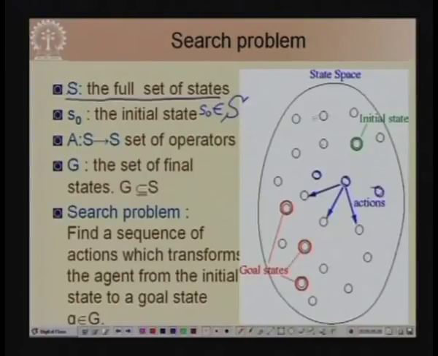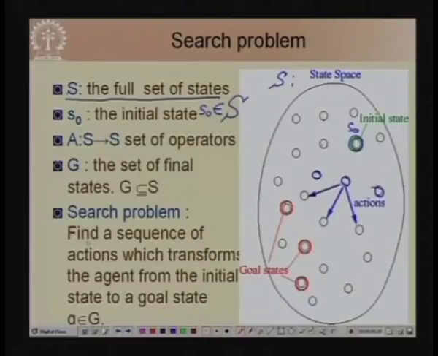Okay. So, this is the set of states, or capital S. S0 is the initial state. Suppose this green circle here is the initial state S0. A is the set of actions. A is a mapping from S to S. An action takes the agent from one state to another state. G is the set of final states. These red circles are the goal states in this case.